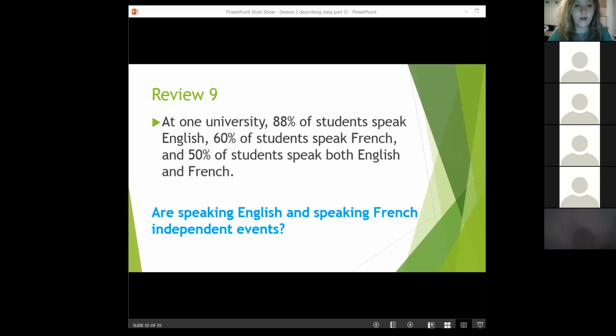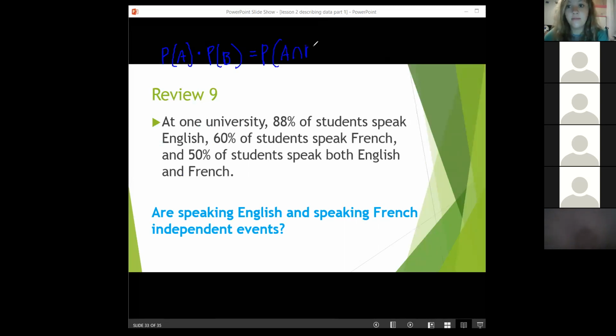Okay, cool. So let's go over this. Remember, one of the ways that we can check for independence is doing our probability of A times our probability of B, and then seeing if it's equal to our probability of A and B. This was one of those three equations that you could use to check for independence. And you're always just going to use the one that you have information for. So in this case, we have enough information for this one.